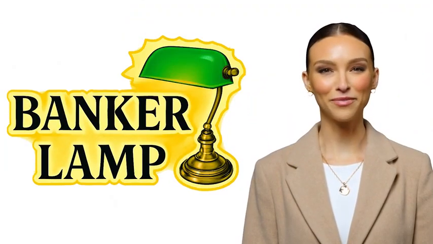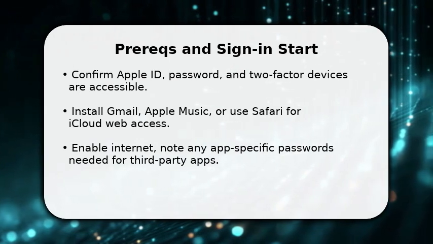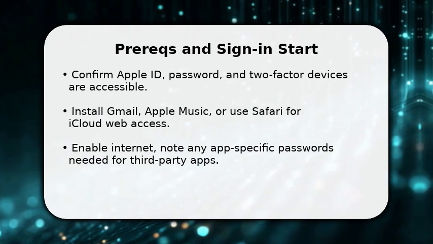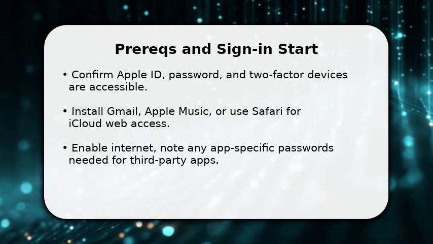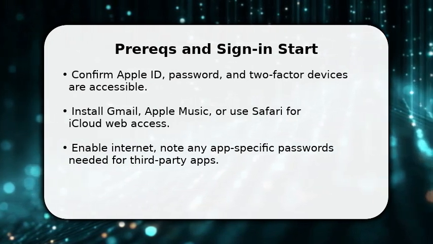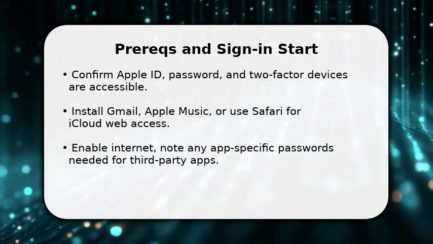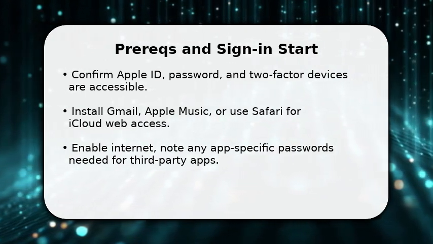Please enjoy the video. You begin by confirming your Apple ID credentials and that you can receive two-factor codes on another device. This is crucial. Once done, install the necessary Android apps, Apple Music, or plan to use the browser for iCloud so you can sign in. Make sure you have a spare email or phone for recovery and write down app-specific passwords if you use them. This prevents lockouts.